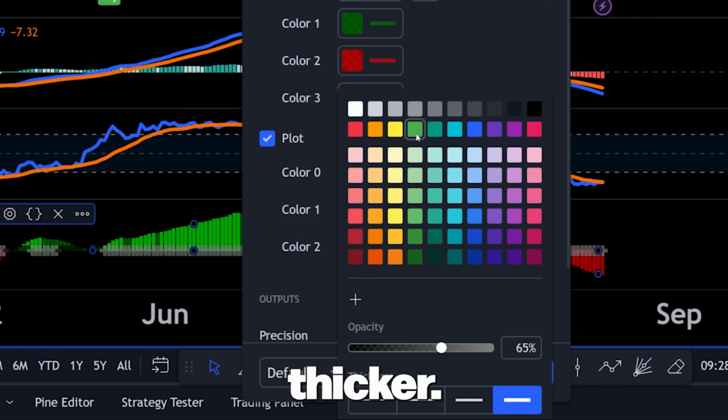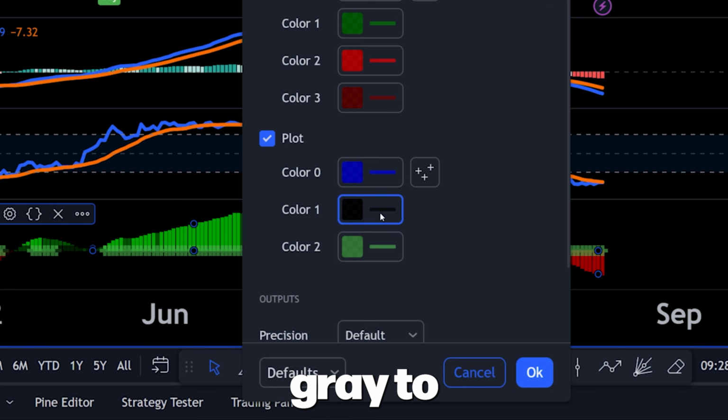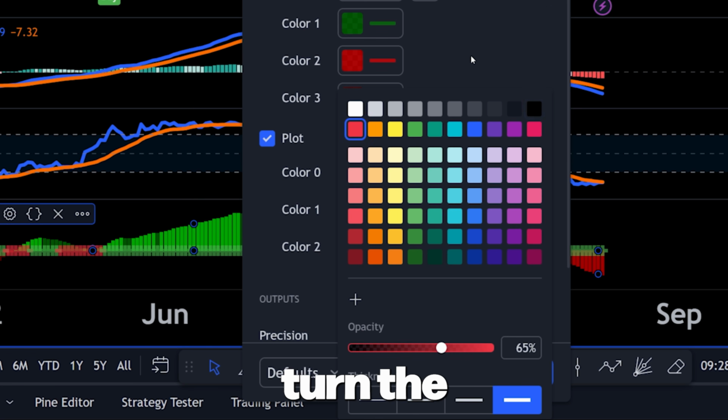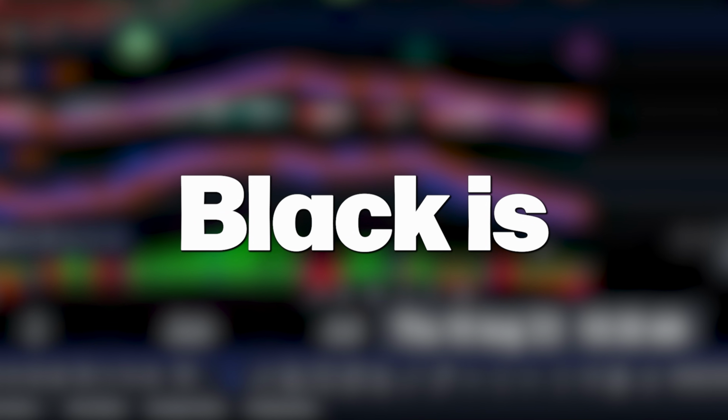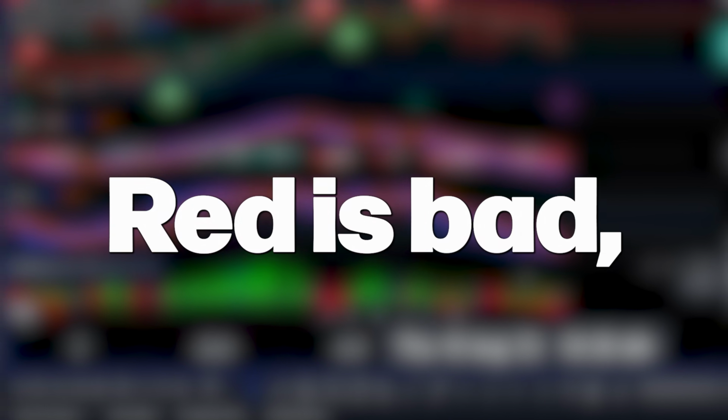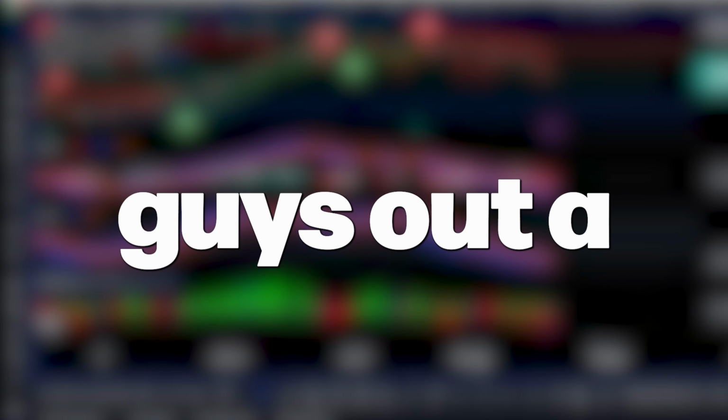Black thicker, gray thicker, but what we're going to do is actually turn the gray to green, and turn the black to red. Green is good, black is not good. Red is bad, green is good. That should help you out a lot here.